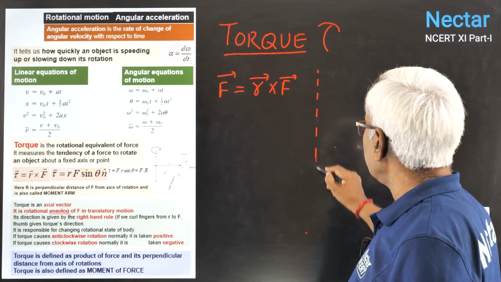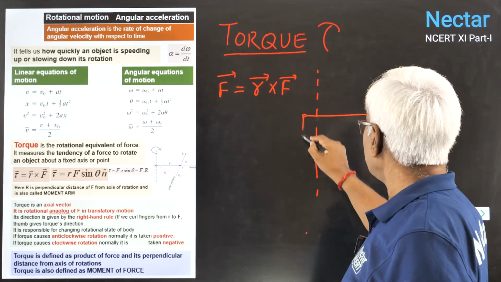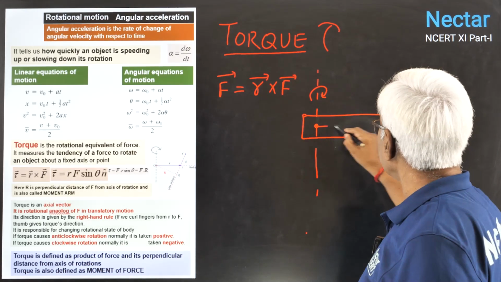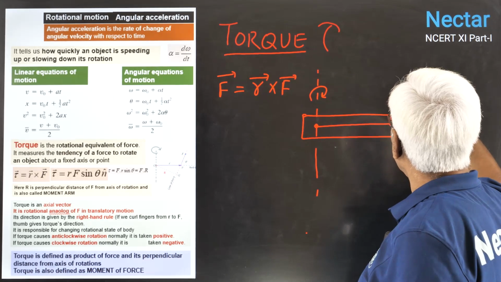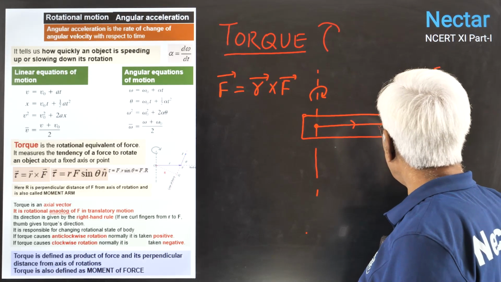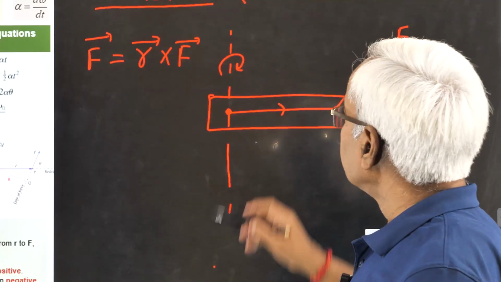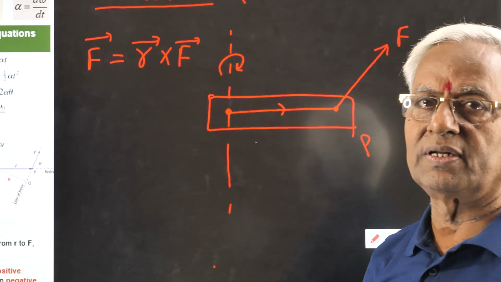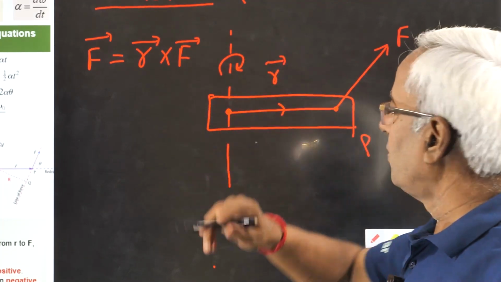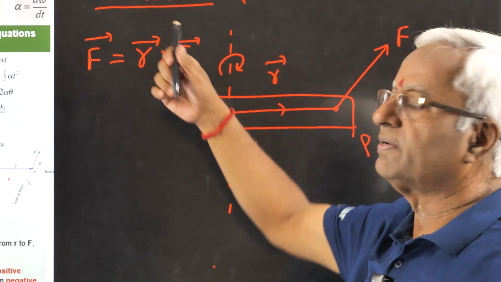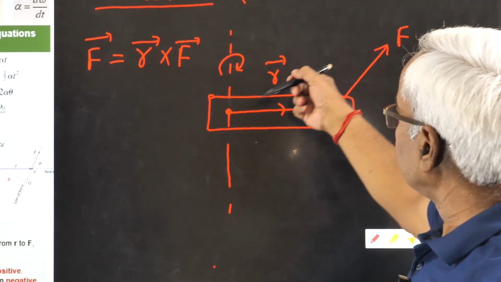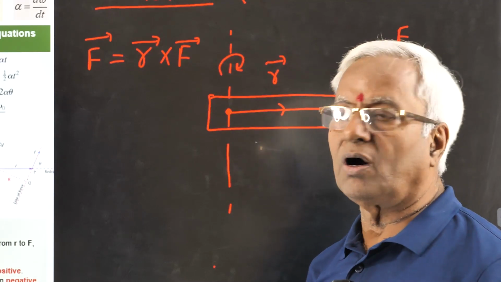Suppose one body is subjected to this axis of rotation and a force is applied at this very point, force at point P. This is the axis of rotation. The distance of the point from the axis is given by r, which we call the radius vector. And the force is applied over here. Then the cross product of the two is going to be the torque.